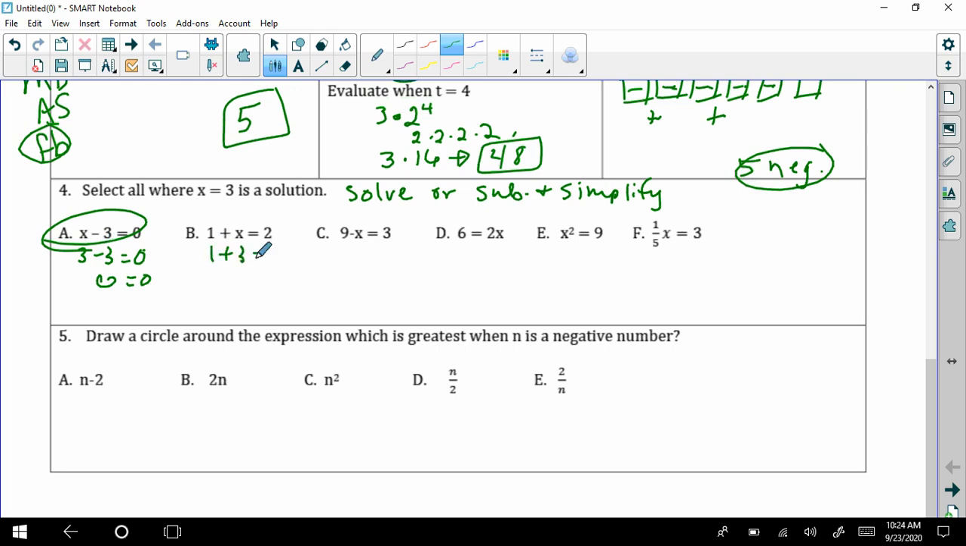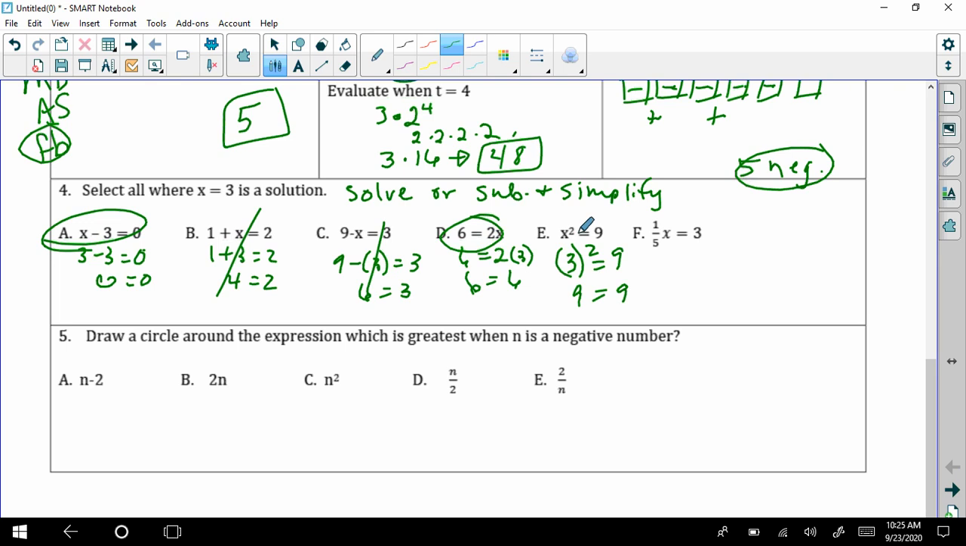1 plus 3 equals 2. Well, that's 4 equals 2, that's not true. 9 minus 3 equals 3. Well, 9 minus 3 is 6, equals 3 is not true. 6 equals 2 times 3. Well, 6 equals 6. That's true. 3 squared equals 9. Well, 9 equals 9. Yep, that's true. And the last one, I've got 1/5 times 3 equals 3. And that actually gives me 3/5 equals 3. And that's not true.